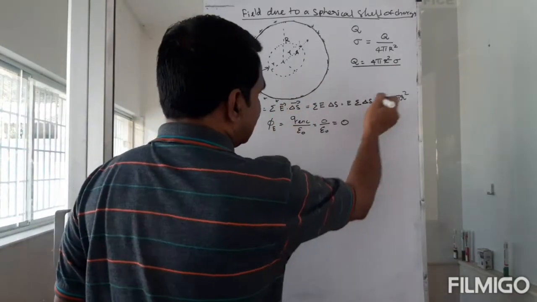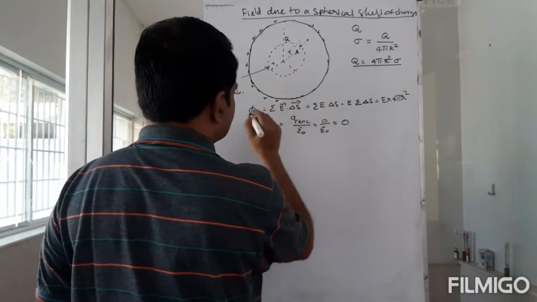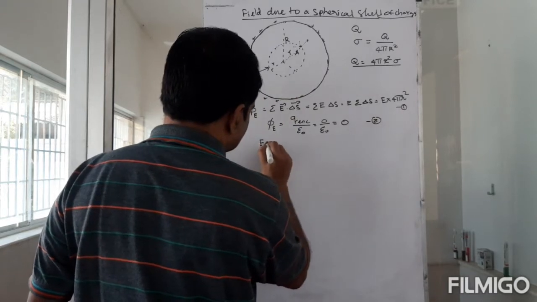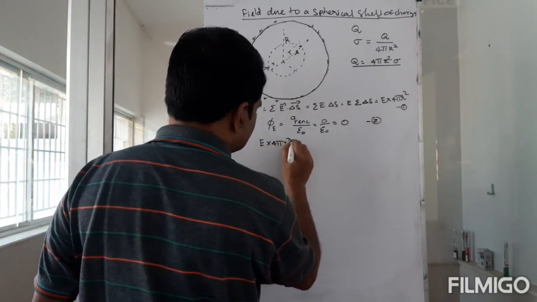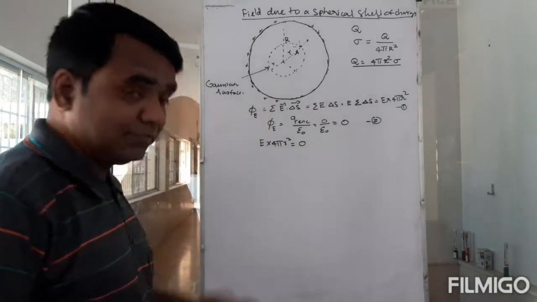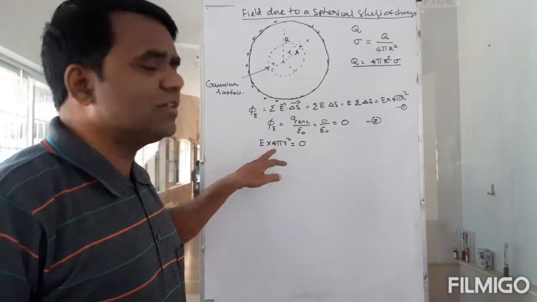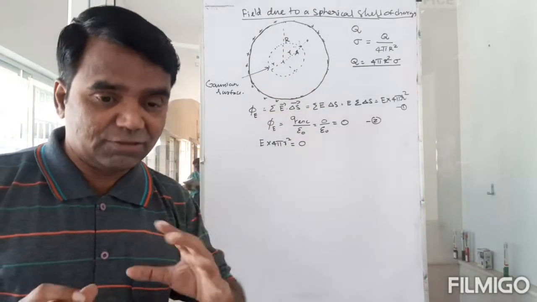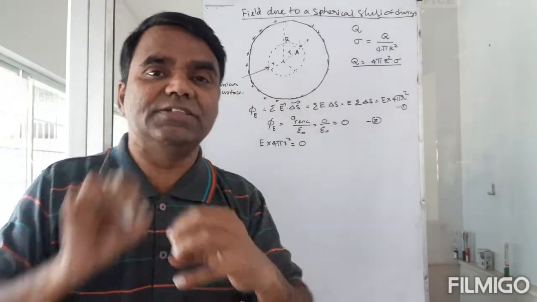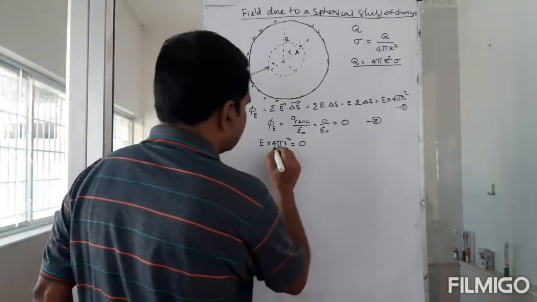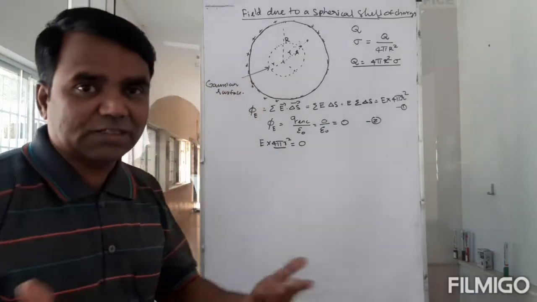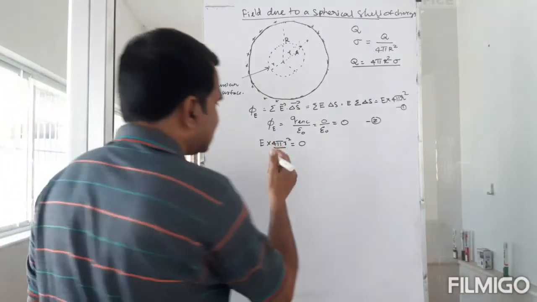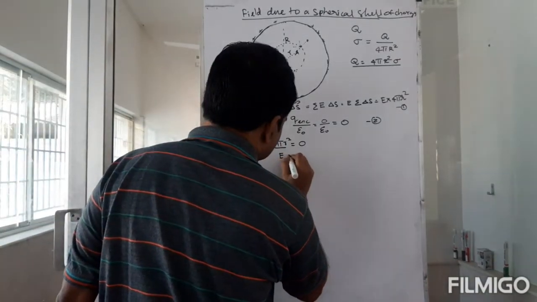So I can equate these two now. If I equate these two, so this is 1 and this is 2. So E into 4 pi r squared is equal to 0. Okay, now look at this. 4 is not 0, pi is not 0, r is also not 0, because I can imagine a sphere of a particular radius. So this term 4 pi r squared is not 0. Then what can be 0? Only E can be 0 to match this condition. So I can say that E is actually 0.